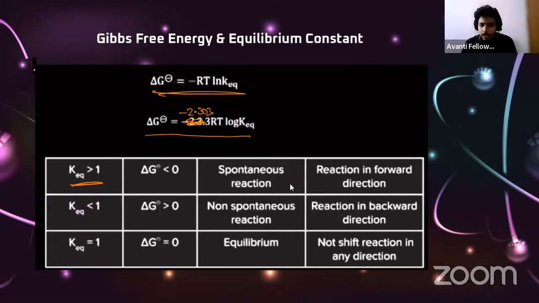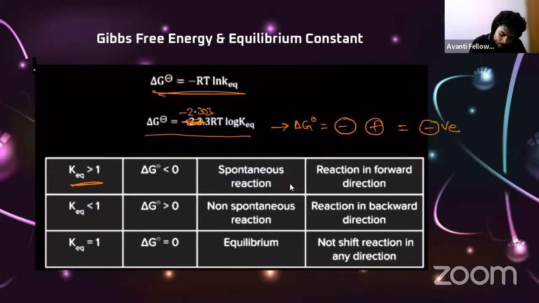Then log K equilibrium, if K is greater than 1, you will get a positive value. So what will delta G naught be? Delta G naught is equal to minus RT log K equilibrium, so multiplying by the minus sign, delta G naught will be a negative value itself, right? Now at that time, what will it say? If delta G naught is negative, the reaction is spontaneous. Okay. The reaction is spontaneous and the reaction is in the forward direction.